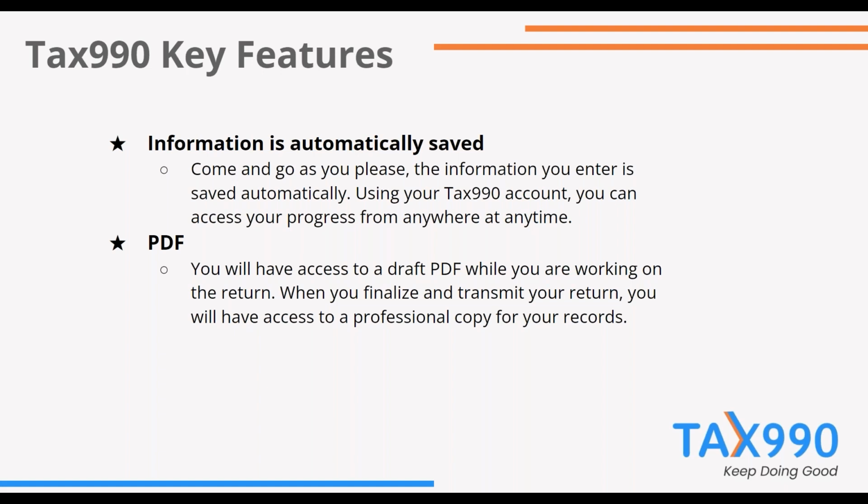We also understand that most organizations have been paper filing for years and prefer to review the return prior to transmitting or while working through the process. So you'll have access to a draft PDF while you work on the form. And when you finalize and transmit the return, you'll have access to a professional copy for your records. The professional copy will remain in your account, so you can print or download it at any time.